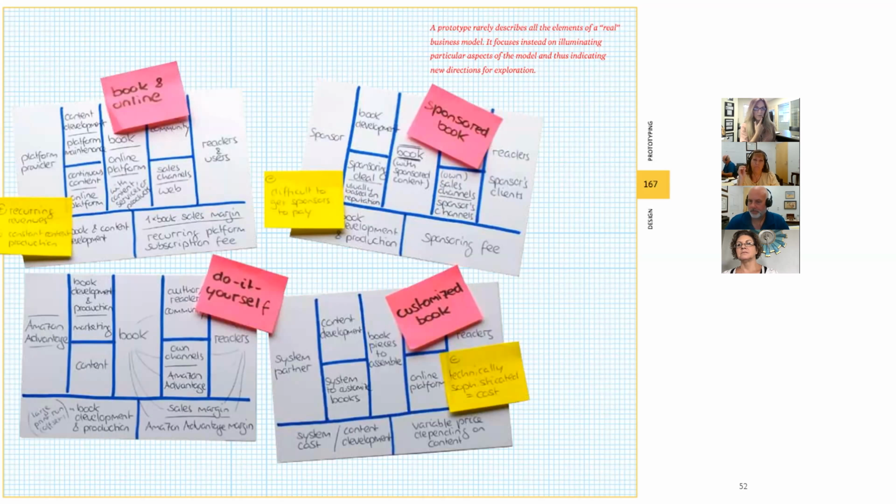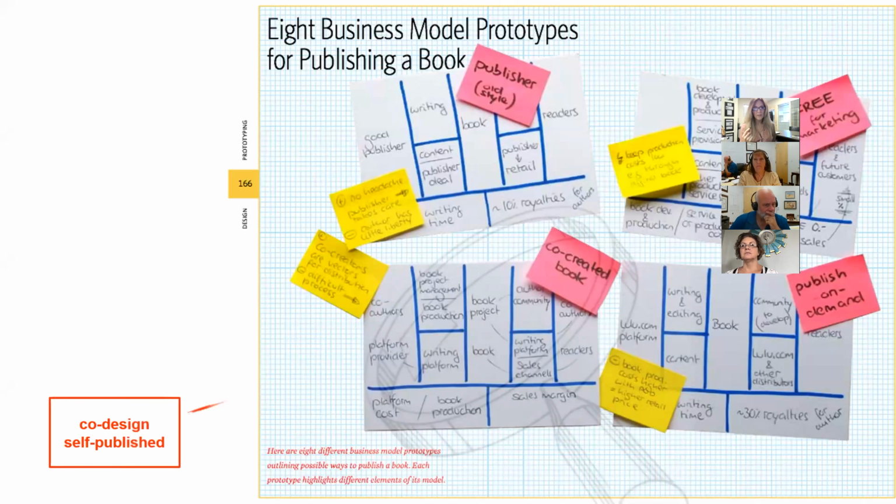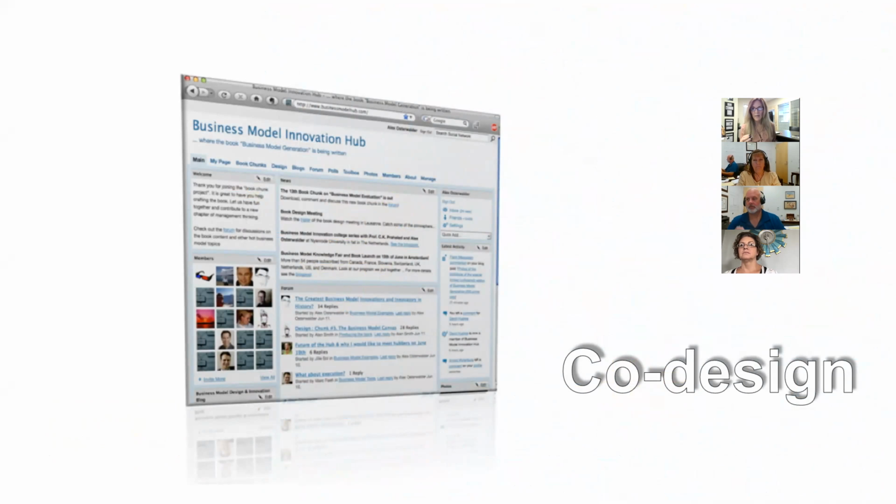So one of the things they discovered is that they needed to co-design and self-publish. When we mention co-design, they invited many business writers to be part of the community. So they created the Business Model Innovation Hub. Remember when I told you, create a meetup, do a private LinkedIn group, put your thoughts out there, and have people comment and give you feedback.